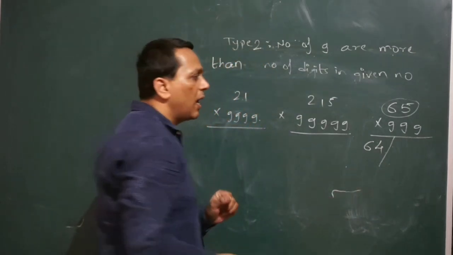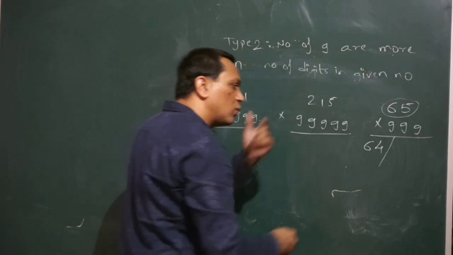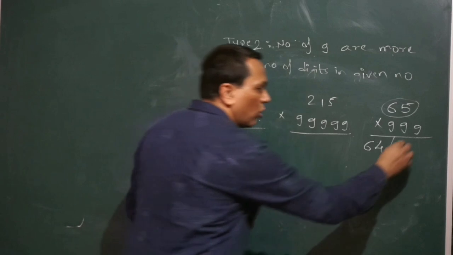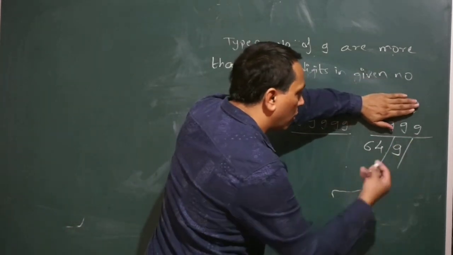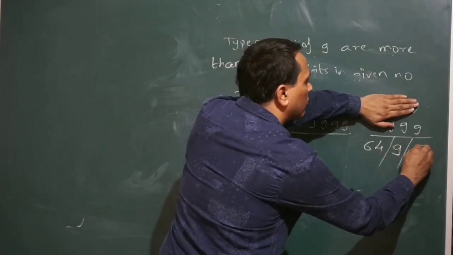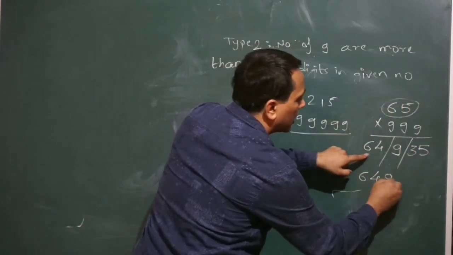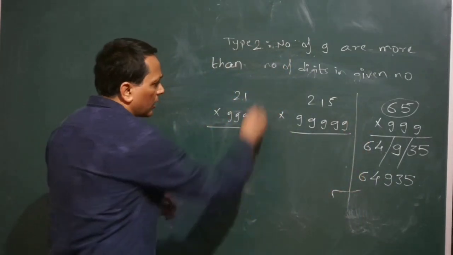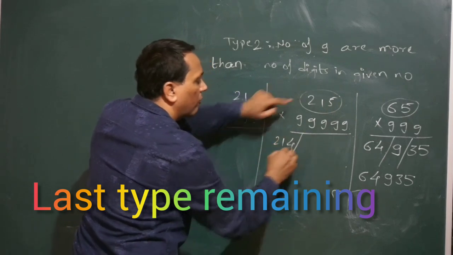Then how many 9's are more here? Here one 9 is more. So that extra 9 is written in this second part. One 9 was more, so we write one 9 here. And the last part is again the same. We subtract 66 from 99. 9 minus 4 is 5 and 9 minus 6 is 3. So this is our final answer, 64935.